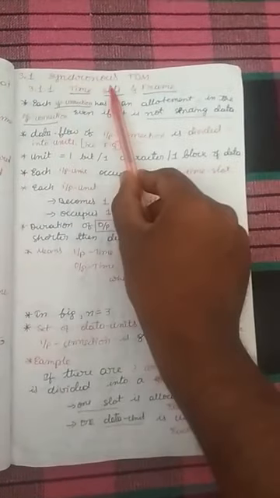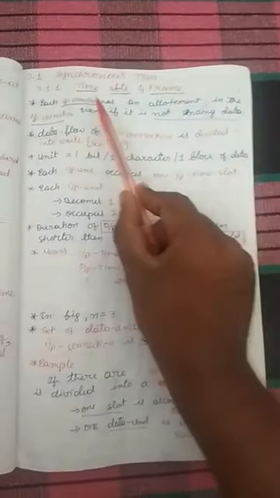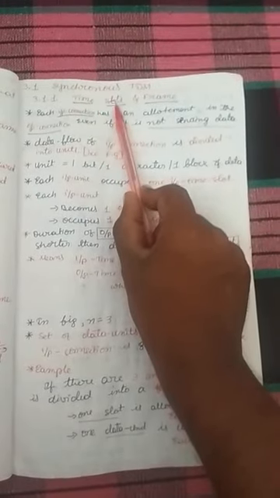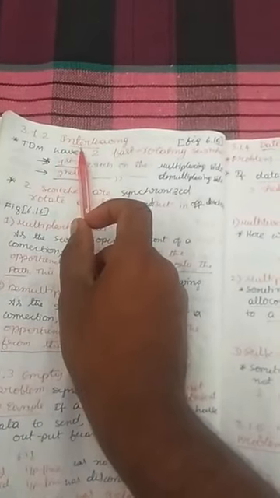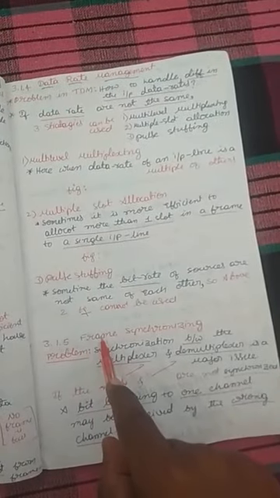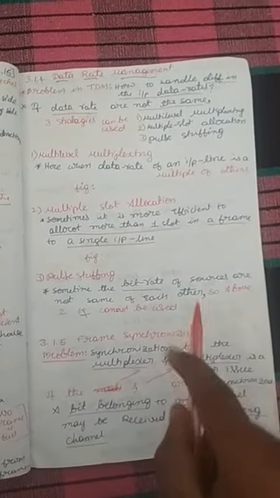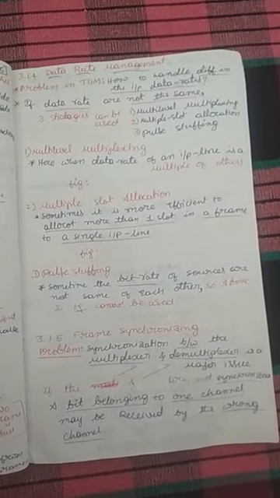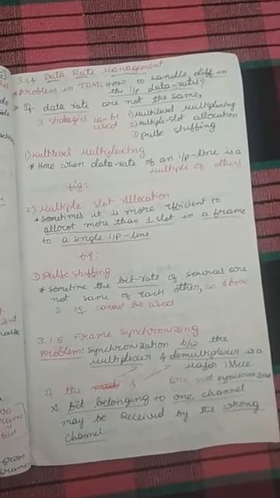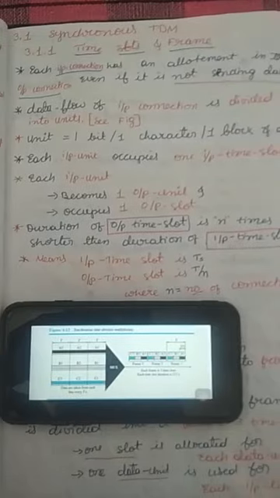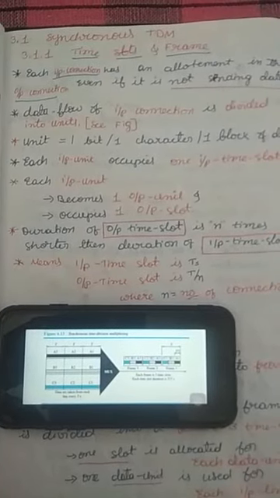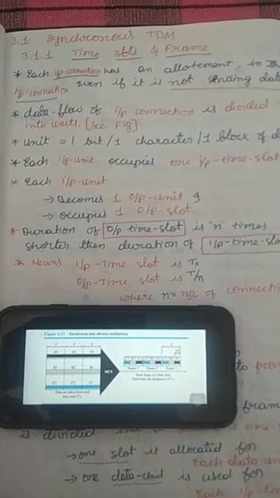Okay, under synchronous TDM there will be five concepts. First one is time slots and frame. Second one is interleaving. Third one is empty cells. Fourth one is data rate management. Fifth one is frame synchronization. We are going to discuss them one by one under synchronous TDM. Okay, first we will discuss time slots and framing.